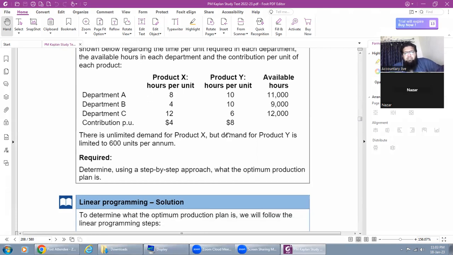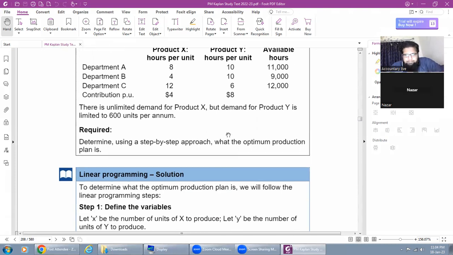There is unlimited demand for product X, but demand for product Y is limited to 600 units per annum. Product X demand is unlimited, but product Y is only 600 units per annum. What is the optimum production plan?